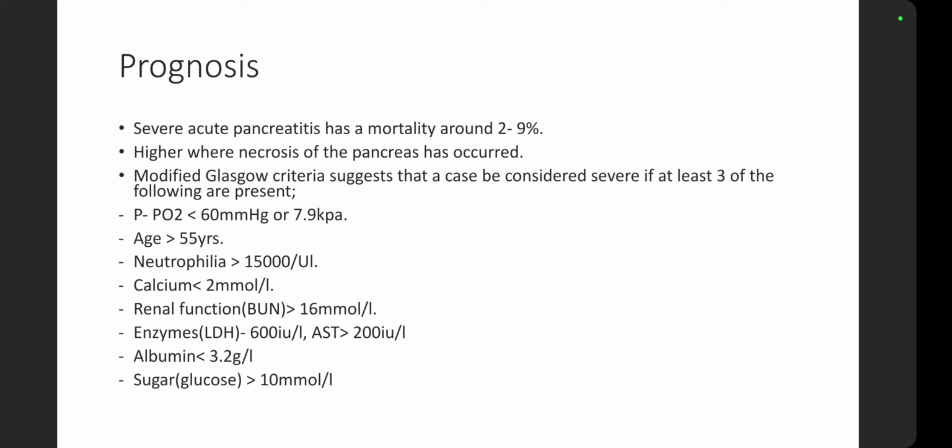So we have come to the end of this short presentation on acute pancreatitis.